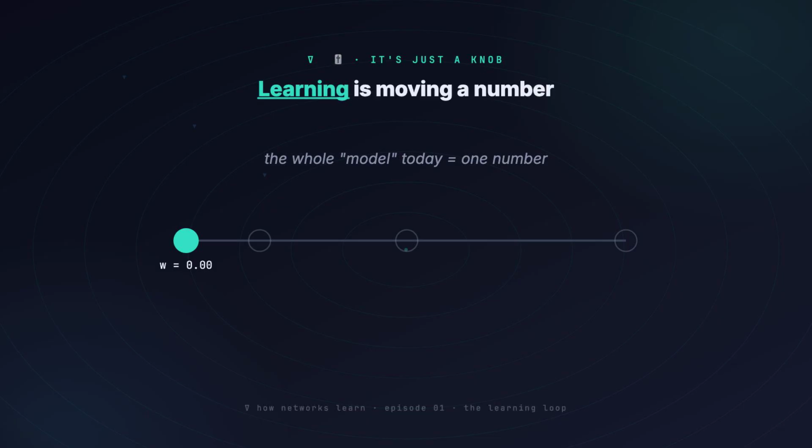Let's kill the biggest myth first. People hear "the model learns" and picture something understanding, a little mind in there figuring things out. It isn't. A model is a bag of numbers, we call them weights. And learning just means nudging those numbers so the output gets closer to what we wanted. No insight, no aha, just a number that was 0.0 becoming 0.50, becoming 2.9, because each nudge made the error a little smaller. Today, our entire model is exactly one number, W. Watching one knob move is the whole story. A billion knobs is just this in parallel.